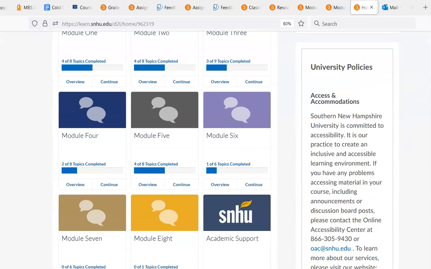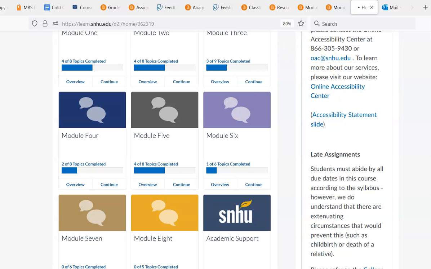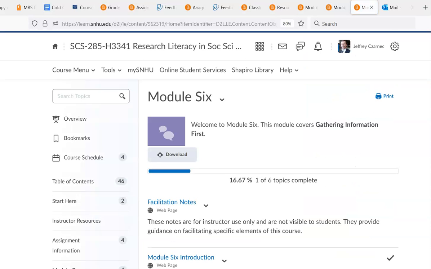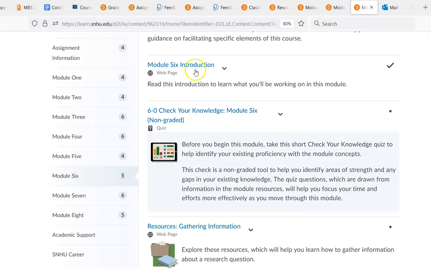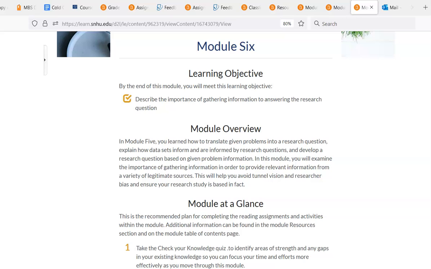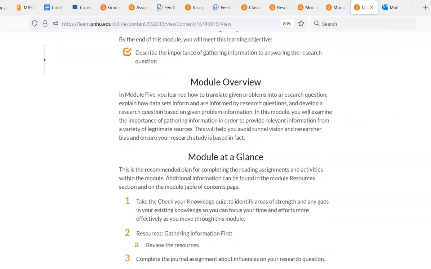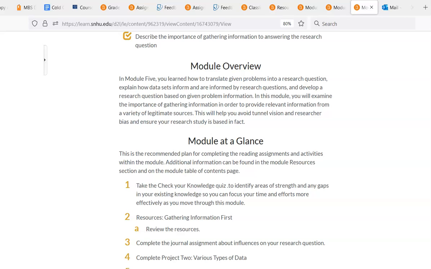All right, well, let's get down to Mod 6 here. All righty, what's going on in Mod 6? Here's a brief introduction. Let's walk through this for a second. In this module, you're going to describe the importance of gathering information. Gathering information means what? We have to read so you can answer the research question. Not to be facetious or sarcastic, it's all about that.